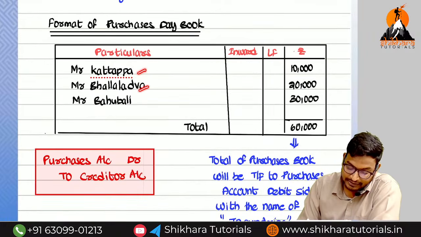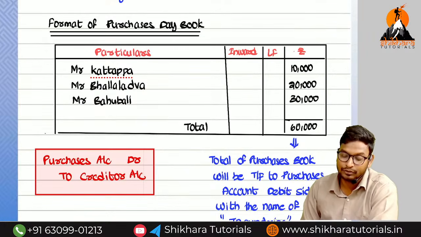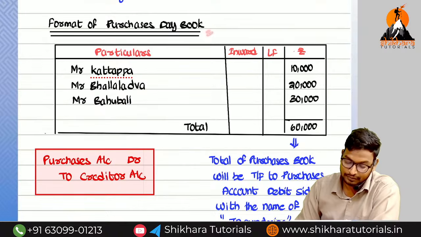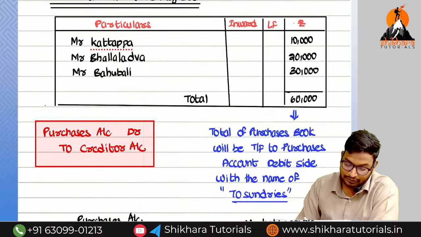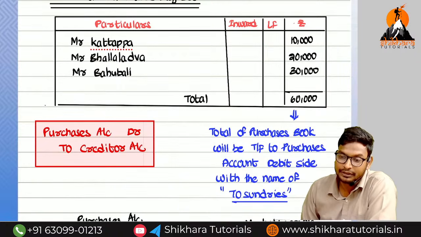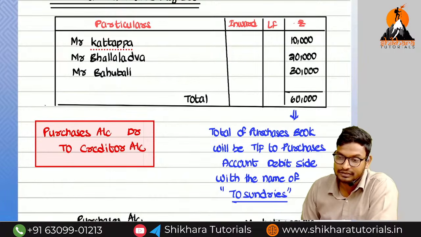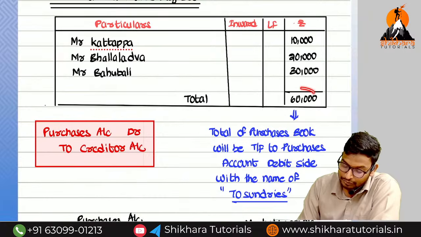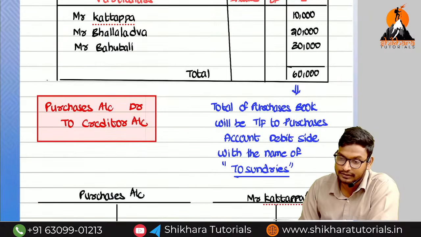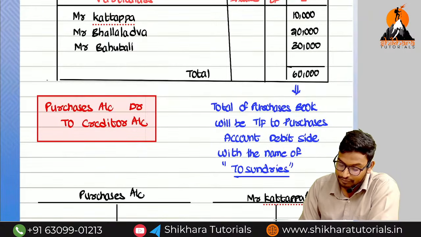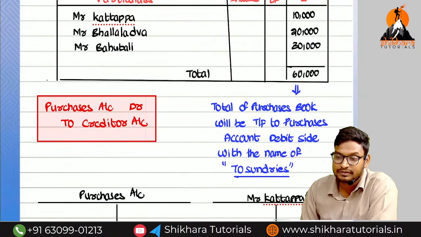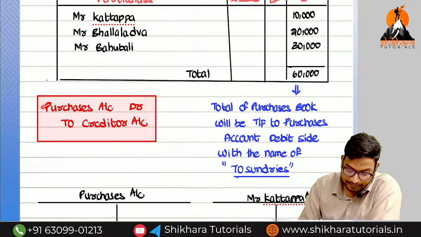So we just maintain the data of creditors in a book called what? Purchase day book. So normally which entry do we need to record? Purchase account debited to creditor account. So straight away we fill in all these names in this book itself. The total of 60,000 will be transferred to which account? The purchase book total will be transferred to the purchase account. Which side do we need to record? Simple: is purchase debited or credited?